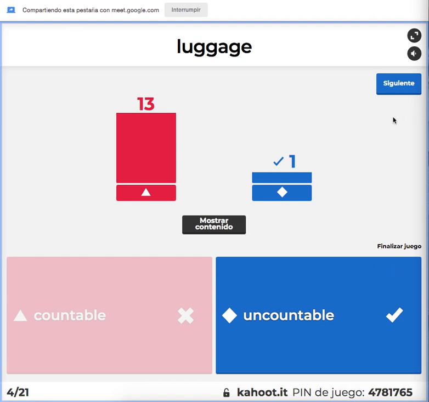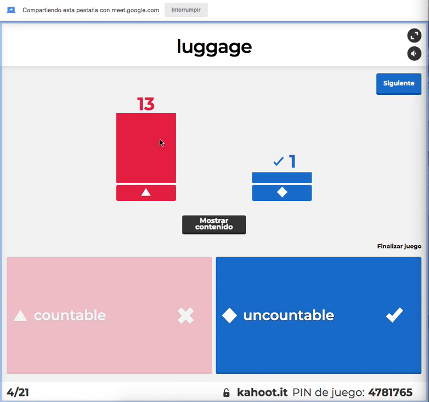Okay, once again, we have a problem. What is the meaning of luggage? Who can tell me? Equipaje. Luggage, equipaje. What happened here, guys? It is uncountable because, first of all, tell me, do you have a plural form for luggage? No. ¿Tienen forma plural? No. Not even in Spanish.